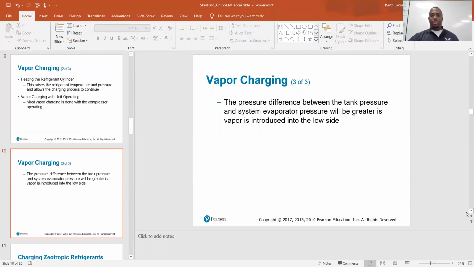The pressure difference between the tank pressure and system evaporator pressure will be greater as vapor is introduced into the low side. It should say as vapor right there.